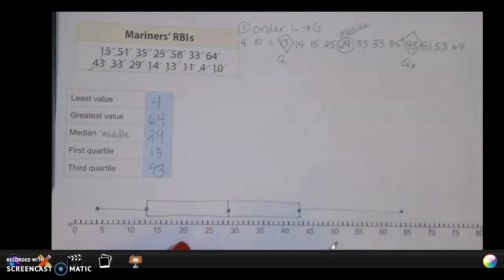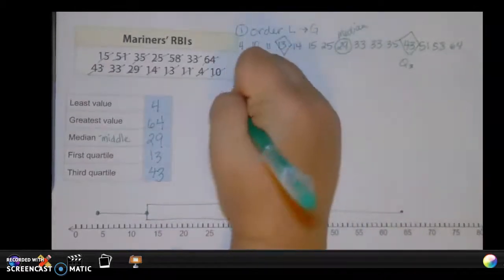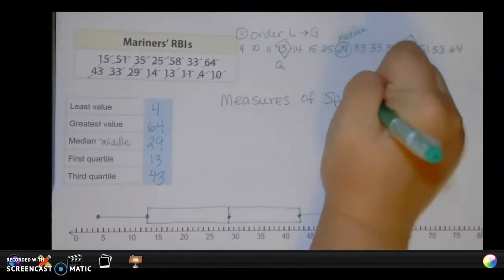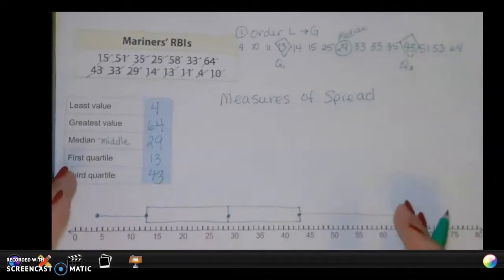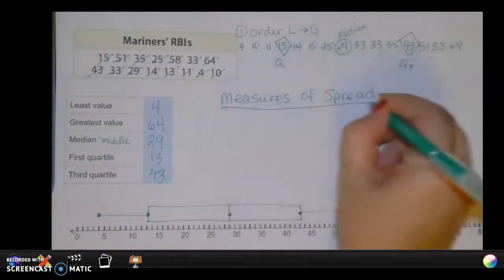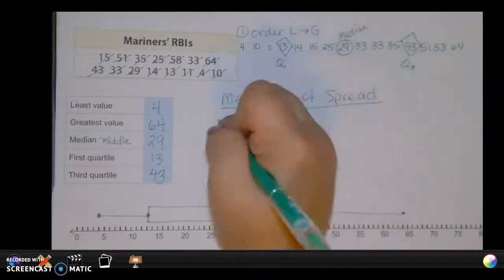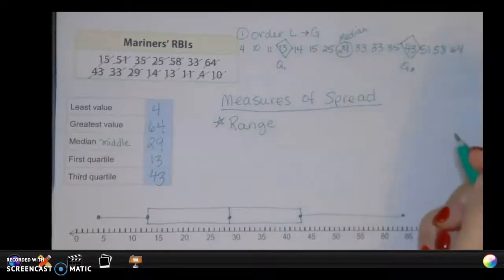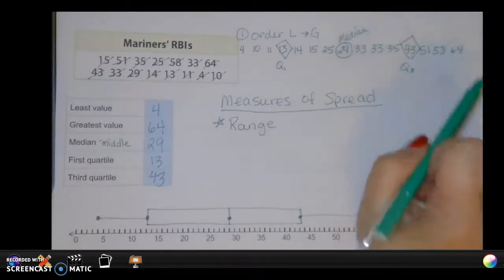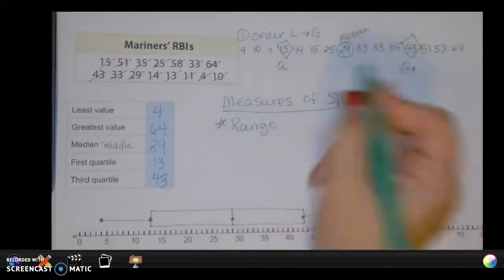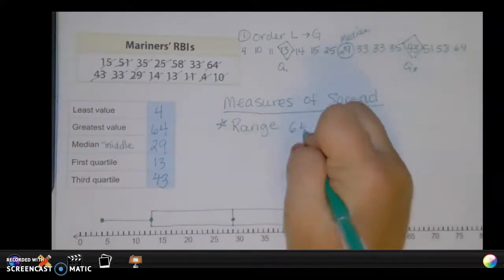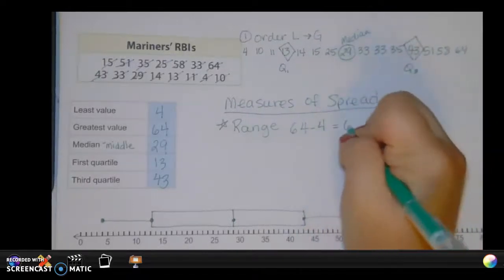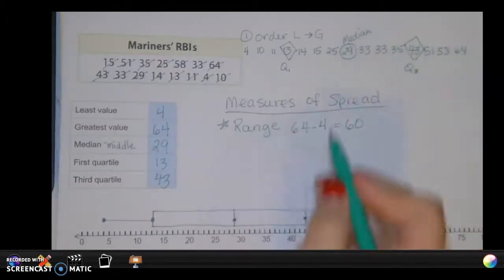From here, we need to talk about our measures of spread. Basically, think about how the data is spread out across your number line. There are two different ways to find measures of spread. The first one is range. You guys have already been working on range, and that's the difference between the greatest amount and the least amount. So I have 64, and you subtract 4, which is 60. So my range here is 60.